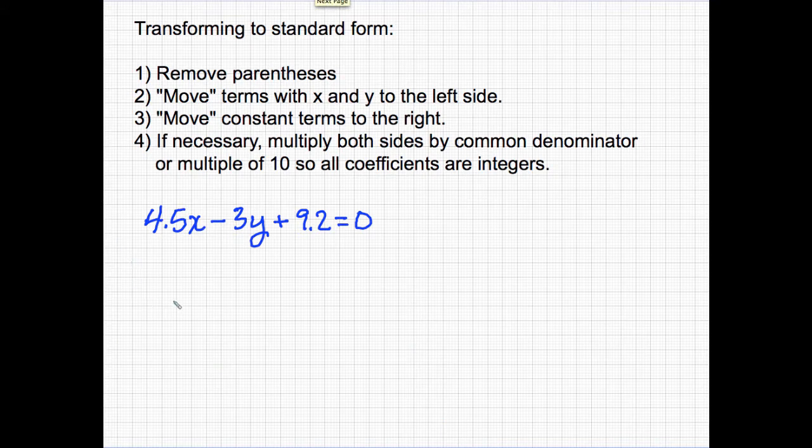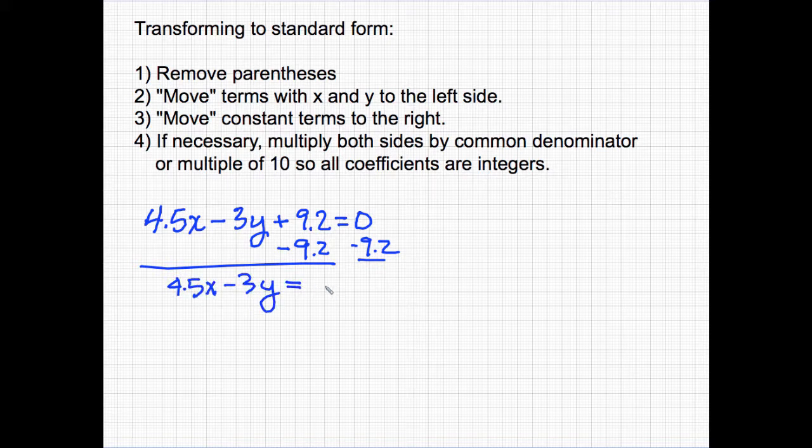Let's do another example. In this example, we don't need to remove parentheses. We don't need to move the x and y terms to the left side because they're already together. But we need to move this constant term, plus 9.2, over to the right side. So we can do that by subtracting 9.2 from each side. And we have 4.5x minus 3y equals negative 9.2.